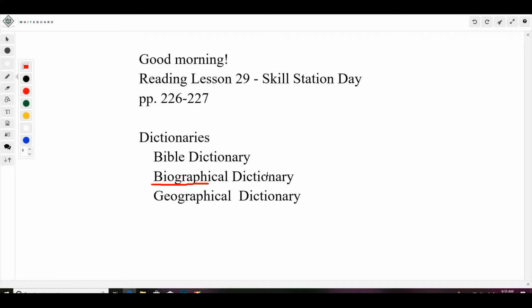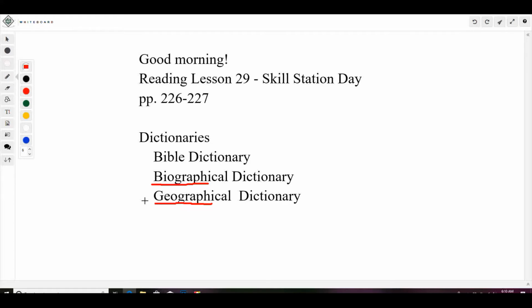All right, the last one also has a word, part of a word, geograph. Geography, geograph, okay, means about the world. Geo talks about the world. So a geographical dictionary is going to give you information about places.